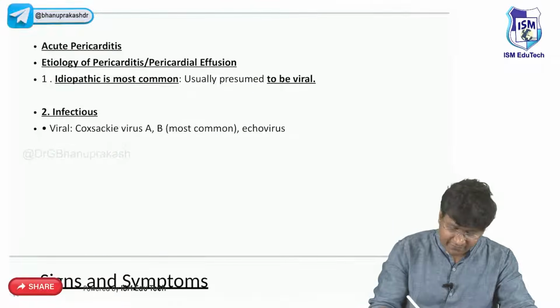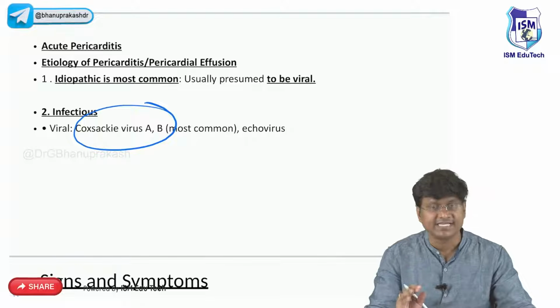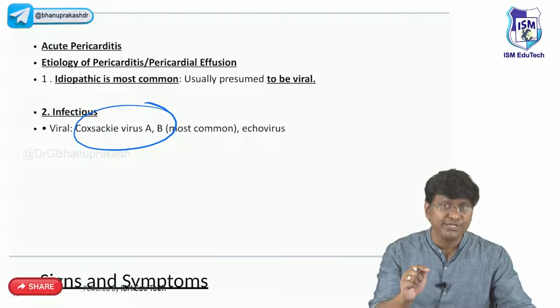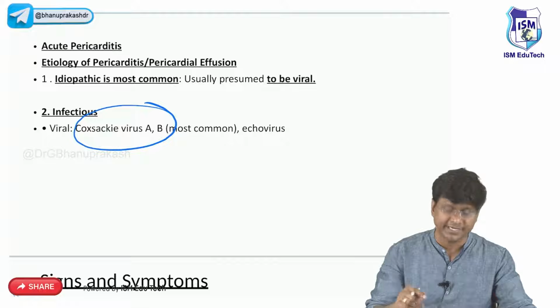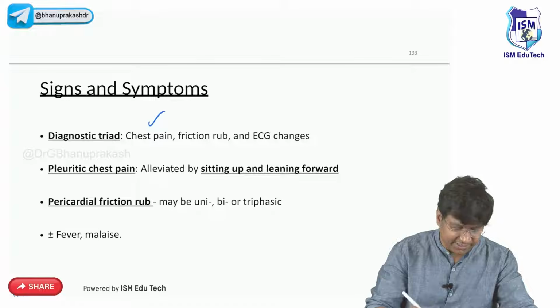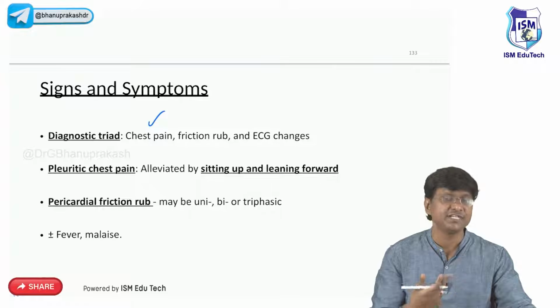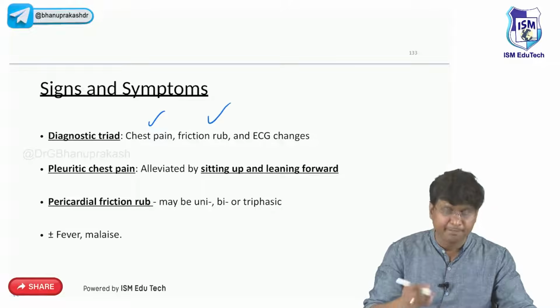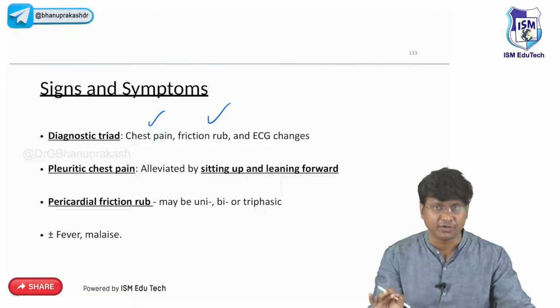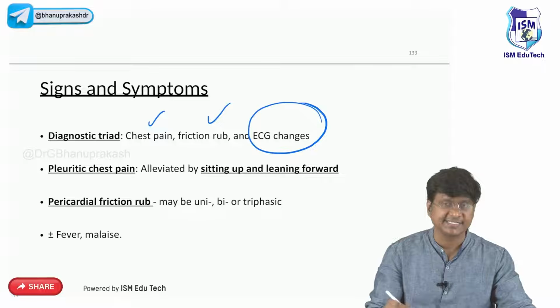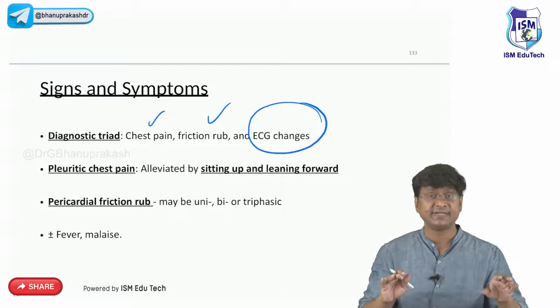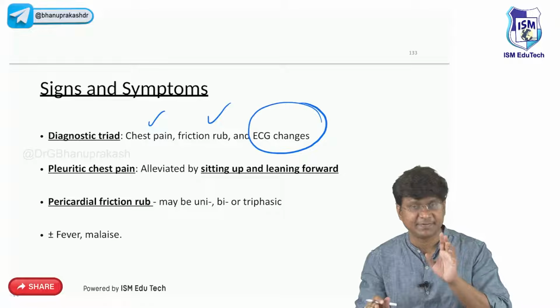And what is that viral infection? That is mainly the Coxsackie A as well as B virus. And you need to know the diagnostic triad in acute pericarditis. In that diagnostic triad, chest pain will be there. That is pleuritic type of chest pain, which increases on inspiration, and a pericardial friction rub will be there on auscultation. Then ECG changes, that is the ST segment elevation will be there in all the leads except AVR.